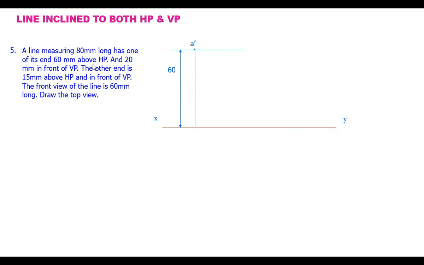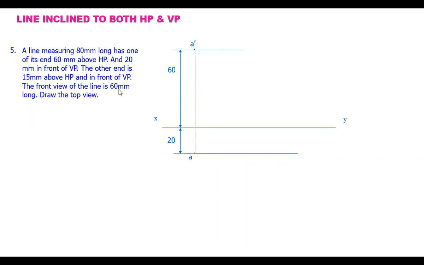Second, the same point is 20 mm in front of VP. At a distance of 20 mm, we draw a line here, and on this line we have the top view of A. Also, if you draw a projector here from A dash, you get the top view of this point, A. So one end is fixed, A dash is known.